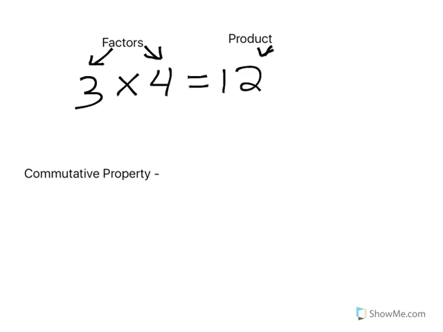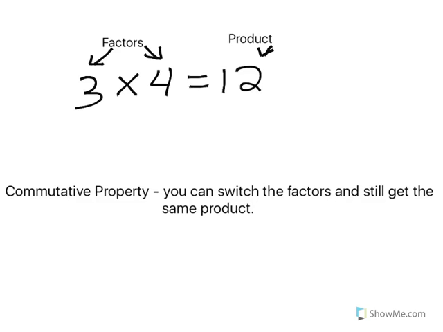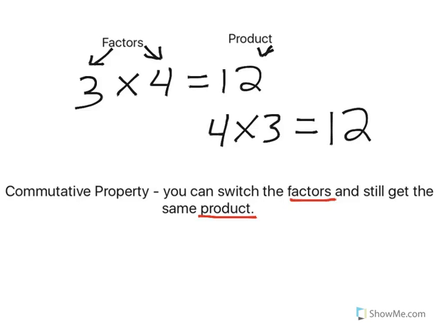Multiplication has the commutative property, just like addition does. Take a moment, pause the video, and see if you can remember what the commutative property of addition says. Very similar to the commutative property of addition, the commutative property for multiplication says that you can switch the factors and still get the same product. That means that since 3 times 4 equals 12, 4 times 3 will also give you the product of 12. So keep that in mind as we continue with our fact families.